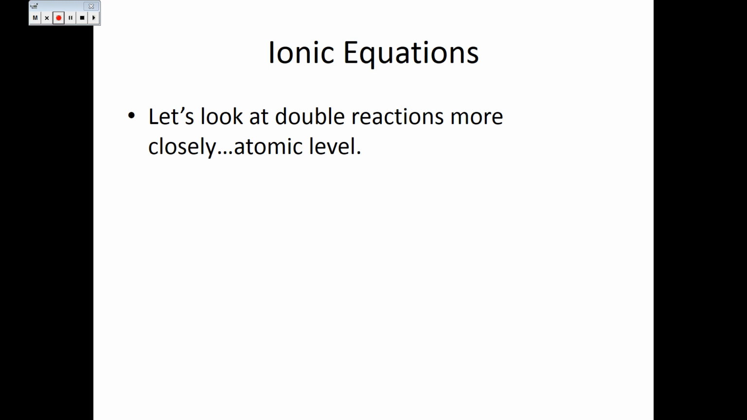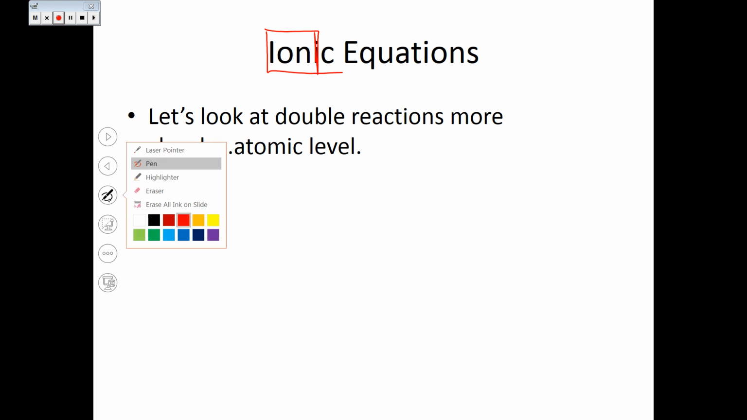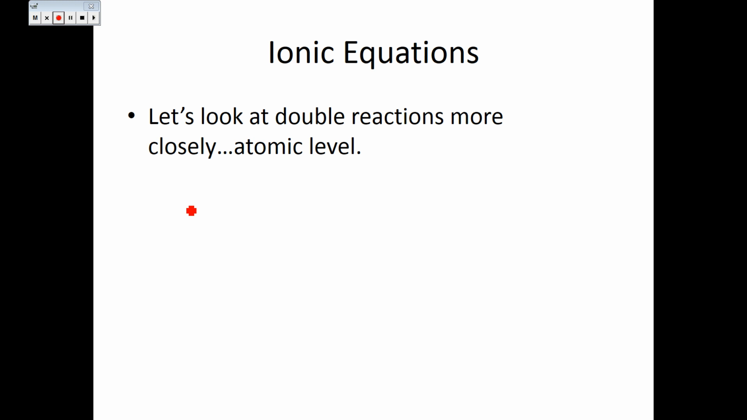Let's take a look at double replacement reactions more closely at the atomic level, and this is going to be the beginning of ionic equations. Now, before we get started, the first three letters of the word ionic spell the word ion. So an ionic equation, which we're going to be looking at today, will involve the writing of ions in some sort of equation, just to give you a little trick there, okay?